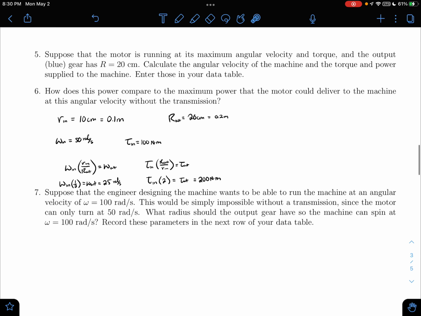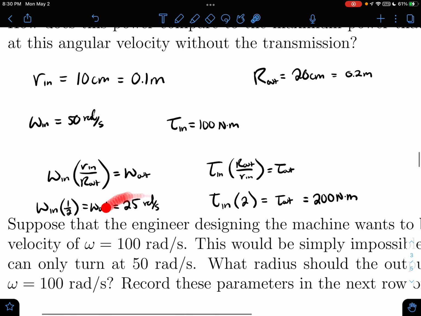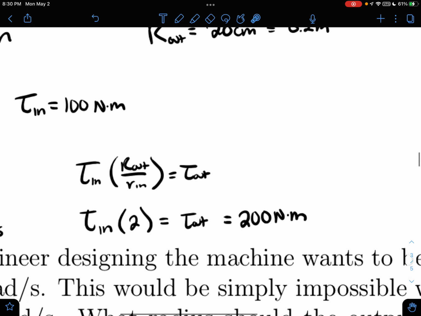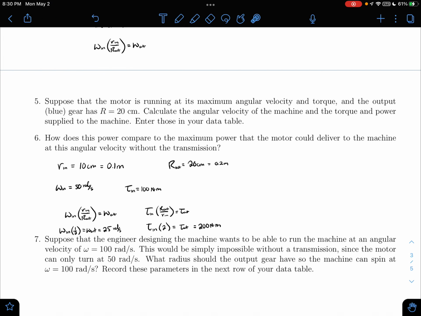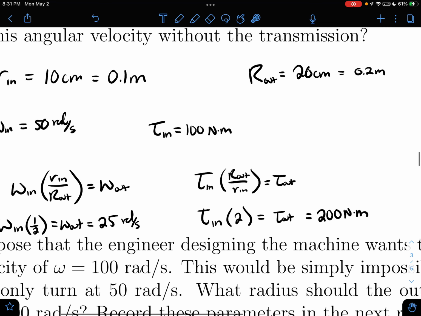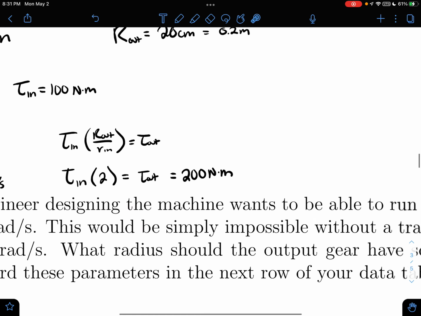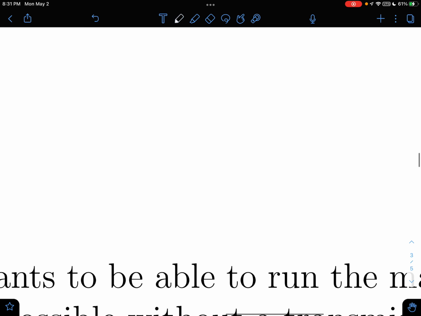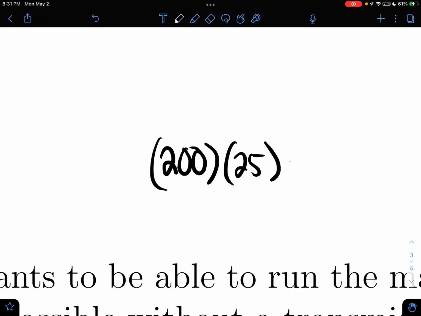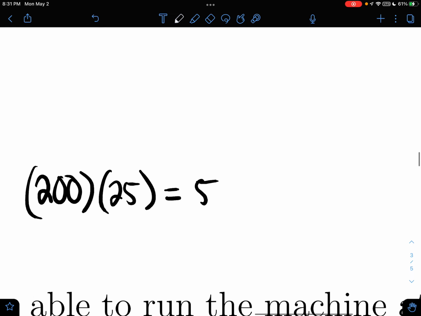Well, we finally figured out another way to get our 25 radians per second. Now let's figure this out. We're at our maximum omega, maximum torque. Let's figure out the power that is supplied to the machine. So we said before, power is just torque times omega. So let's take our torque times our omega. It's going to be 200 times 25, which comes out to 5,000 watts.